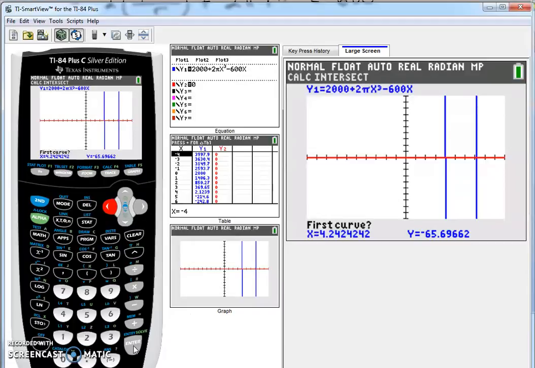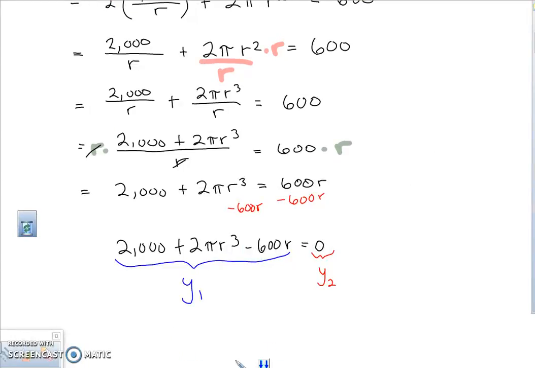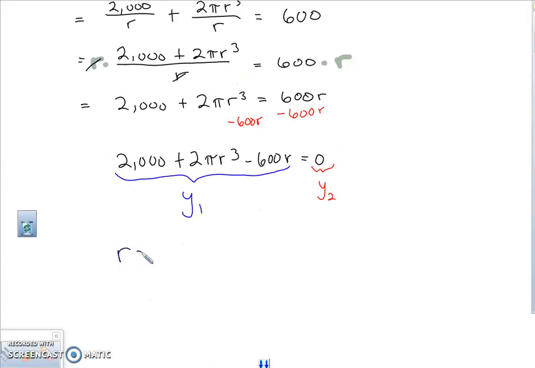I'm going to hit enter. And I'm going to go ahead and hit the second curve. Hit enter again. Guess the intersection. So there it is. The intersection is 4.0071302. So going back, we have one solution: r equals, let's just round it to 4.01 centimeters.